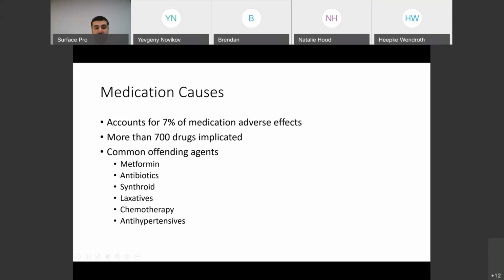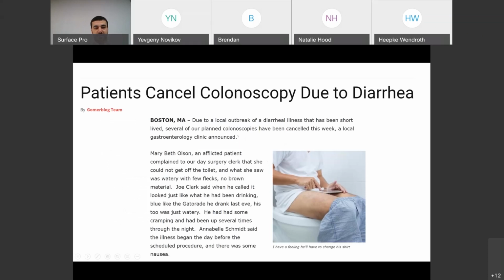Other common offenders are all these things, which you're well aware of. Laxatives obviously can cause diarrhea, and that is confirmed by this Gomer blog article, which shows that a patient cancels a colonoscopy due to diarrhea. The patient took the prep and started having diarrhea, and then they canceled their colonoscopy.